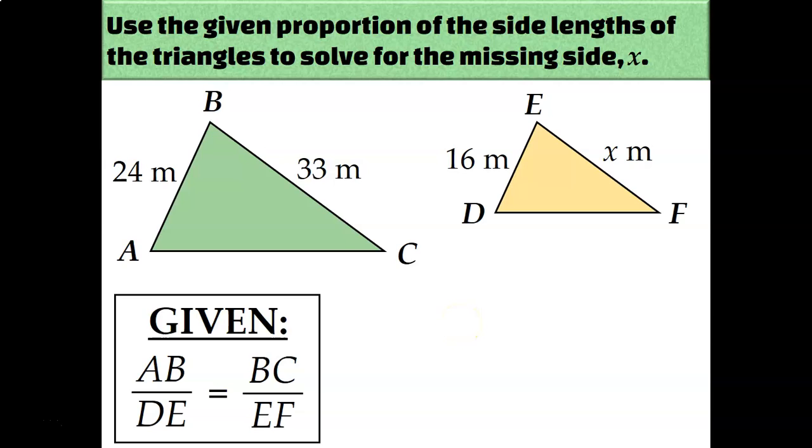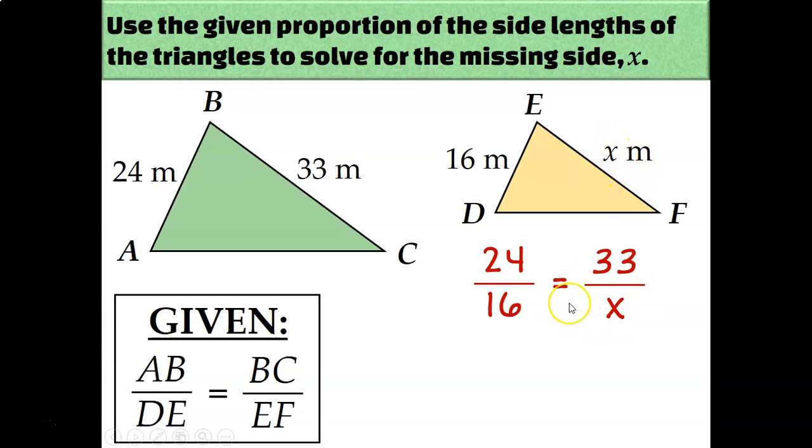We're going to use proportions to calculate a missing side length in this triangle. To begin, we're just going to fill in each of the lengths that we're told on the diagram into this proportion that we've been given. So first I need AB, which is 24, and I'll put that over DE, which is 16. And I'll set that equal to BC, which is 33, over EF, which is what I'm looking for. I don't know the length of EF yet, so I'm going to leave it as x.